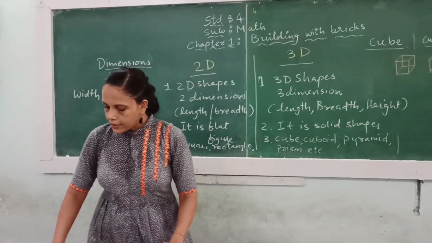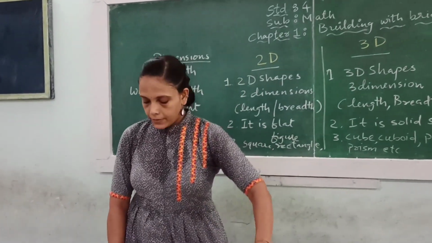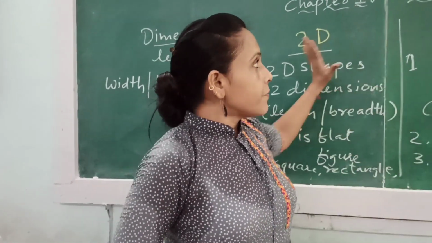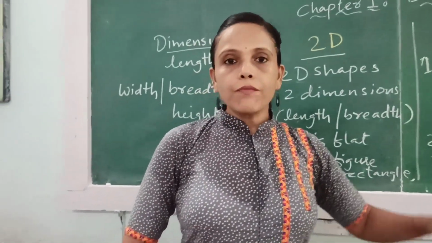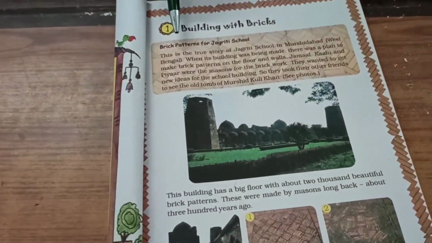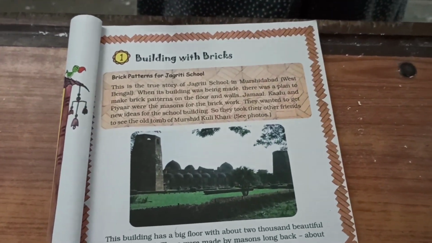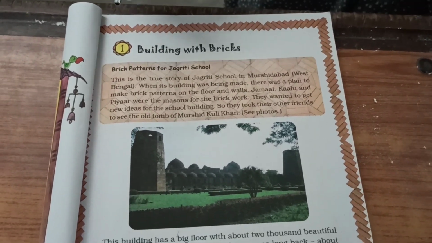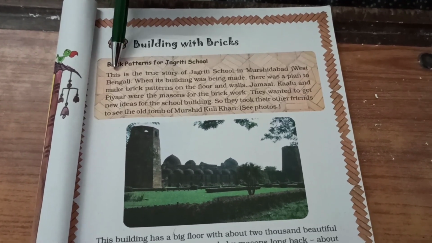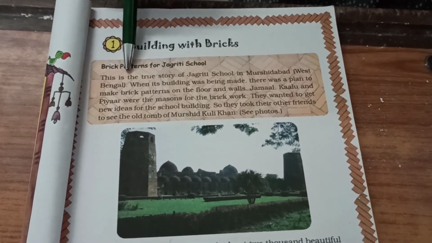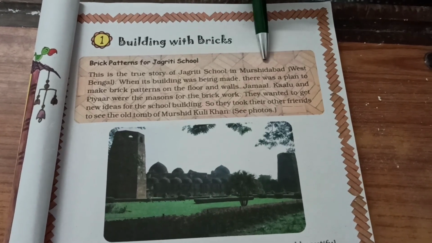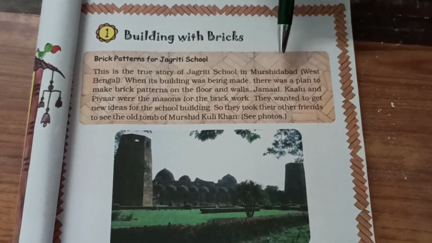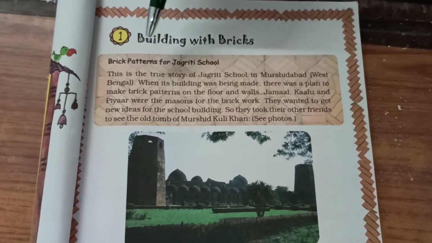Now just look here in the textbook. We'll begin the first page of this lesson. So we have studied different shapes. Now you will understand why we have studied these shapes in this lesson. This is the small story about the building with bricks lesson. This is the brick pattern for Jagruti school. Now I am just keeping my pen on the sentences, so understand, I am explaining parallel. This is the true story of Jagruti school in Murshidabad, West Bengal. Murshidabad is in West Bengal. And this is the story of Jagruti school which is in Murshidabad.